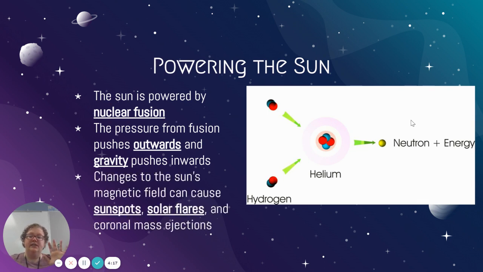Changes in the sun's magnetic field are going to cause phenomena like sunspots, solar flares, and coronal mass ejections. We're not going to talk a lot about those in class, but if you hear those come up in the news, sometimes you'll hear about a particular solar flare happening. Just know that those are caused by changes in the magnetic field that the sun naturally has.